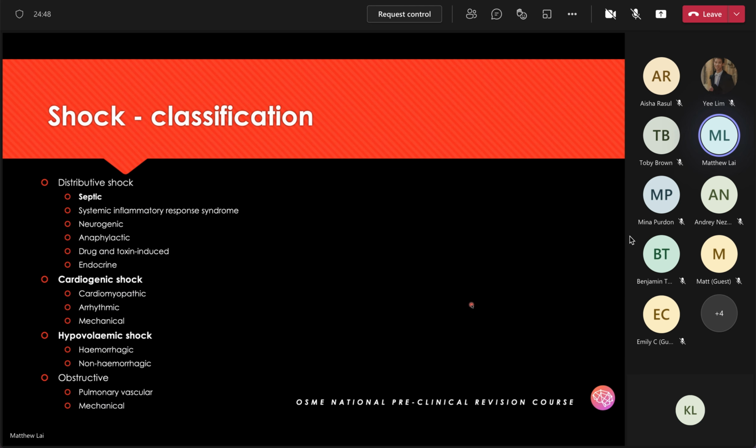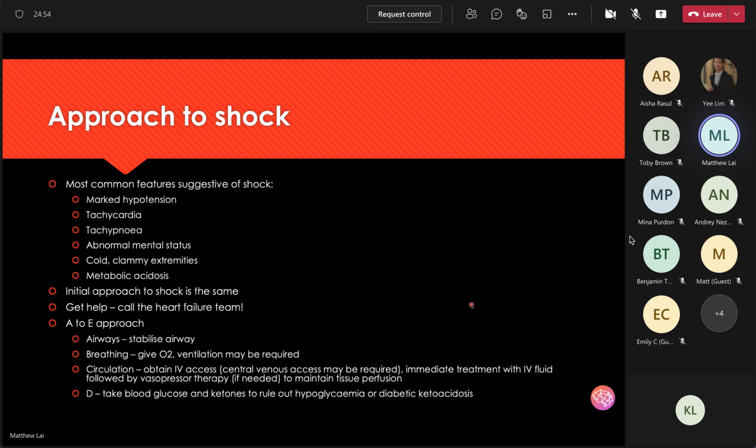So no matter what kind of shock it is, you're going to do the same thing for your patient because your priority is to stabilize them. And this is where the more clinical approach comes in. Your patient's in shock, the first thing you're going to do is get help. Sorry, you're not going to call the heart failure team. That is a typo. If you suspect heart failure, you call the heart failure team, but you probably call ICU instead, or try and get the patient to critical care.